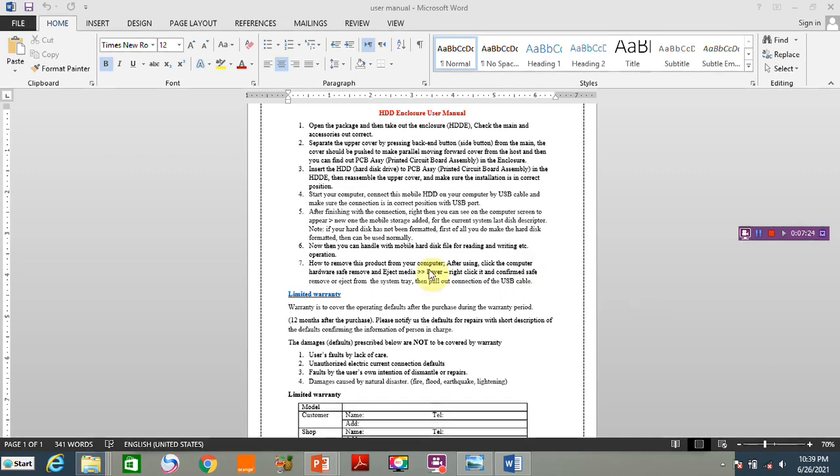Then down here they are providing us with what we call a limited warranty. But remember, we cannot talk about a user manual and we fail to talk about what we call a warranty or a guarantee. What is the difference between the two? Let's look at it a little bit.